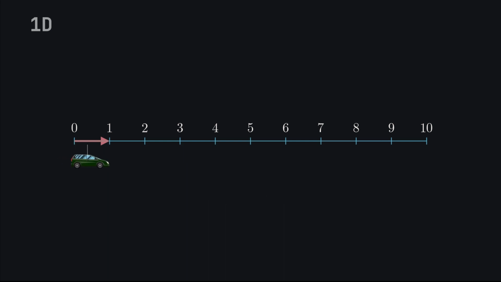Now, if we return to the example of the car's motion, we can simply move forward by scaling the unit vector in the direction of the car's movement. This is where the importance of scalars becomes evident.